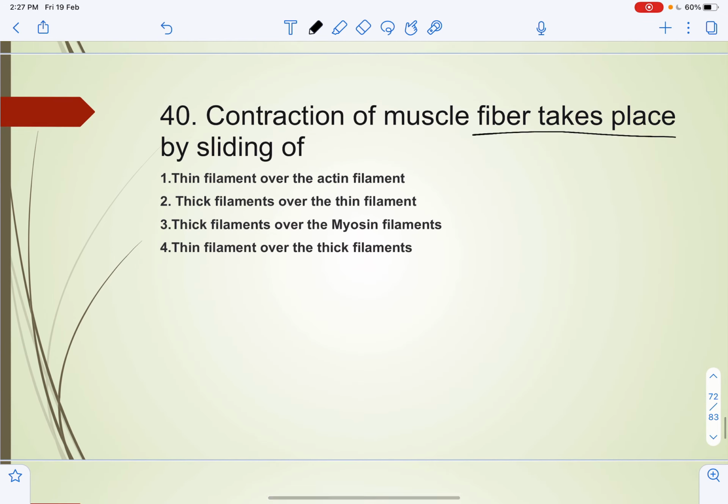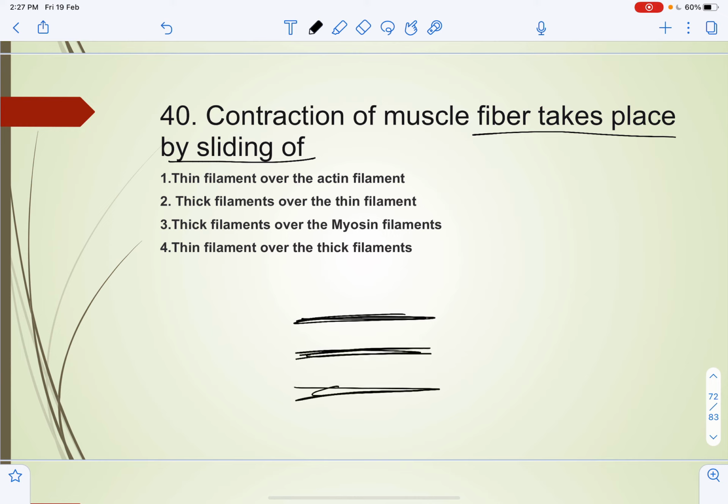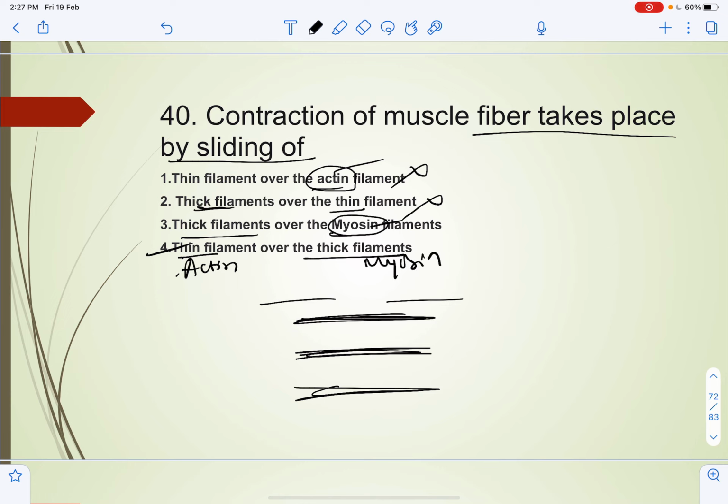Next, contraction of a muscle fiber takes place by sliding. Already, in this thick filament, over which thin filaments will slide. Thin filament over actin filament? These are also thin. Thick filament over thin filament? Thin filament over... this is also wrong. Thick filament over myosin? These are also thick. Thin filaments over thick filament, that is, actin over myosin. So with this we can stop. We'll take the remaining questions in the next part.